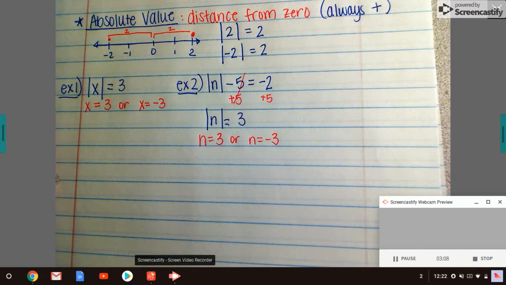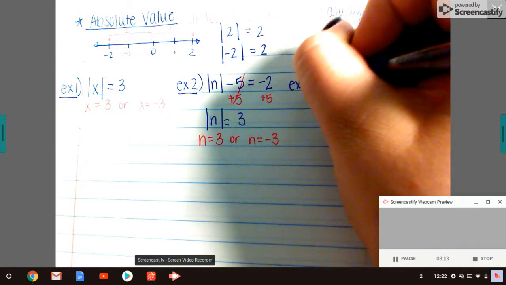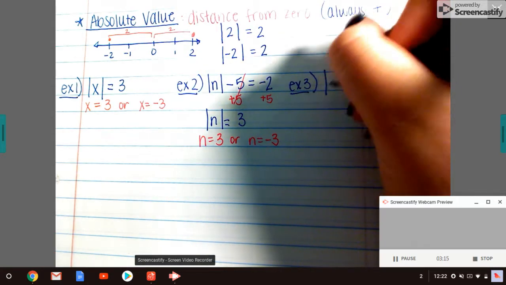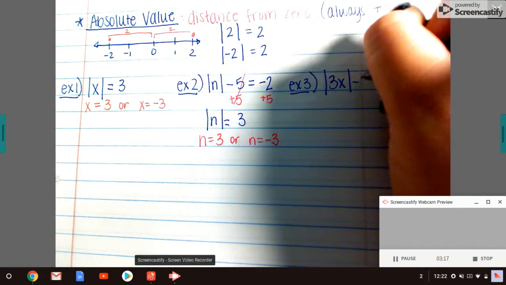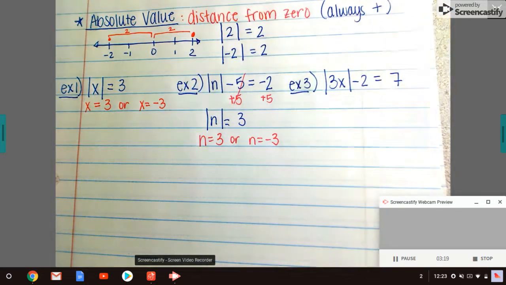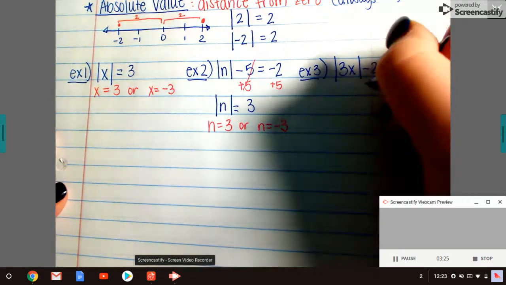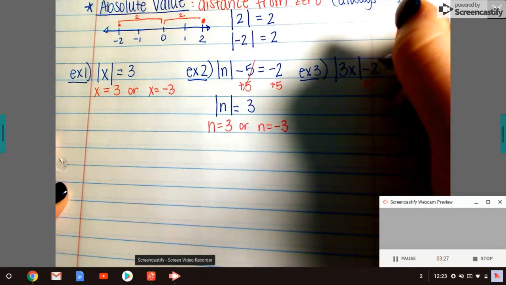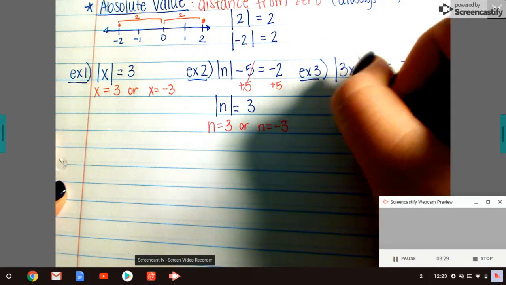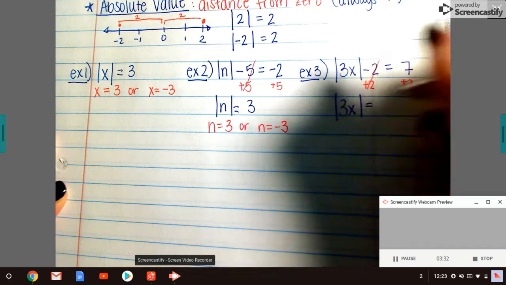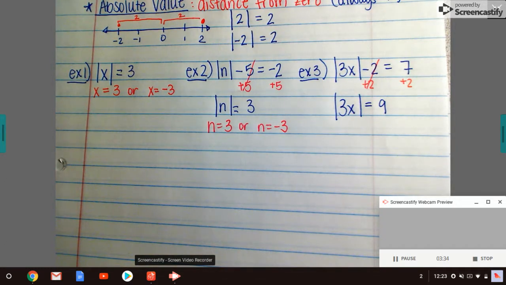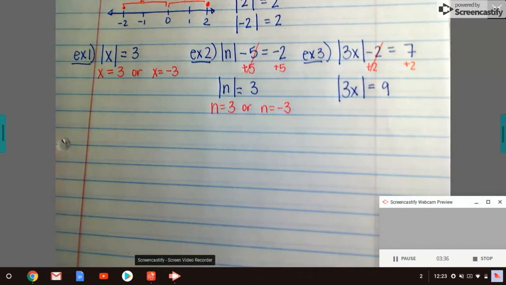Let's do another one. How about if I had absolute value of 3x minus 2 equals 7. On this one, get your absolute value by itself first. So let's add 2 to both sides. Absolute value 3x equals 9. Now my absolute value is all by itself.